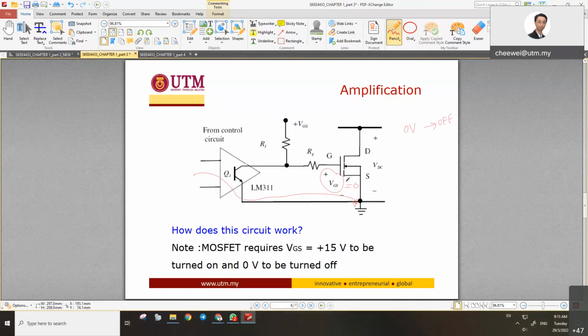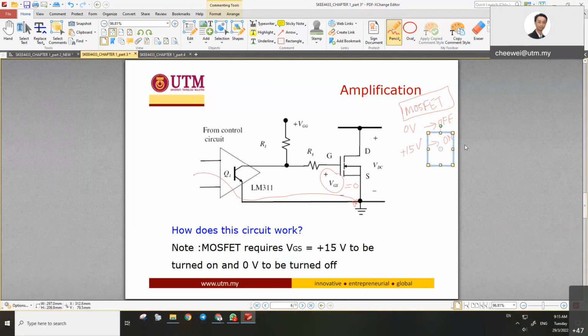What is the name of this switch? IGBT, BJT, MOSFET? Quickly. MOSFET. So MOSFET needs to be turned on. At least you must have 12 volt to 15 volt. Here 15 volt. So if I supply 15 volt, positive here, not negative, positive 15 volt, it will be turned on.